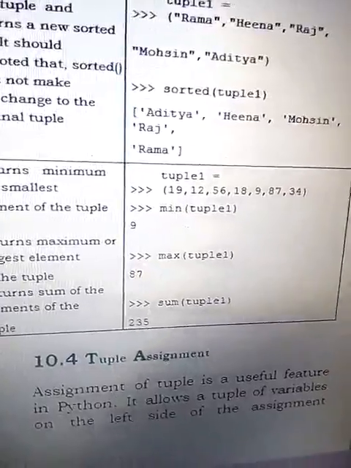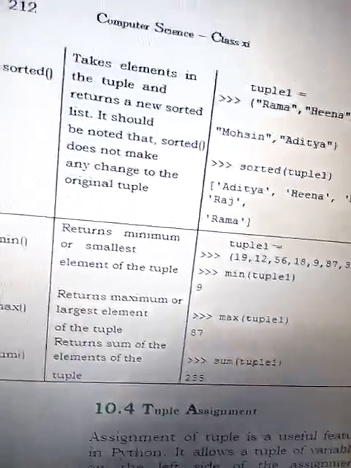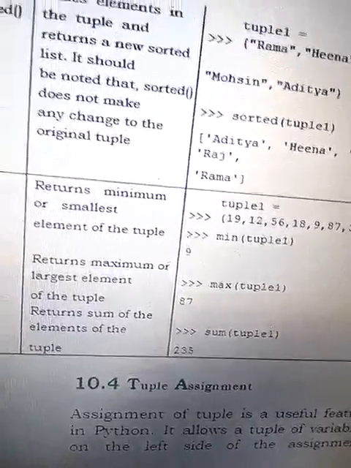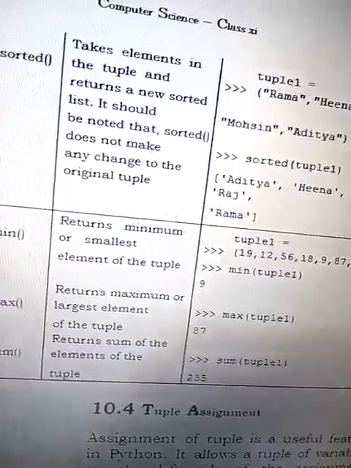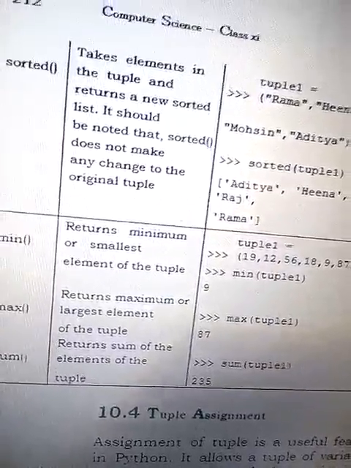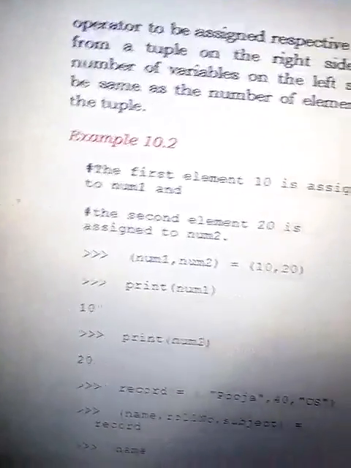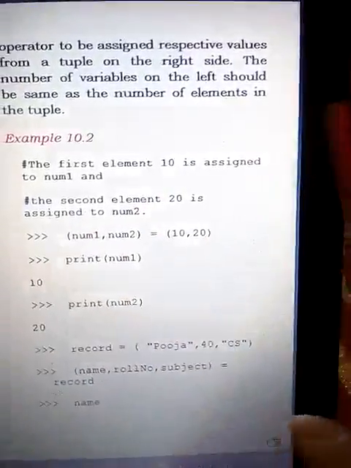Now the next one is tuple assignment. What do you mean by tuple assignment? We are generally using the assignment operator equal to, so we can assign a single value to a single variable in one line, or multiple values to multiple variables in one line also. How can we do it? Let's see. Assignment of the tuple is very useful because we can minimize the lines of code. Let's see the example, because from an example it would be more clear to you.